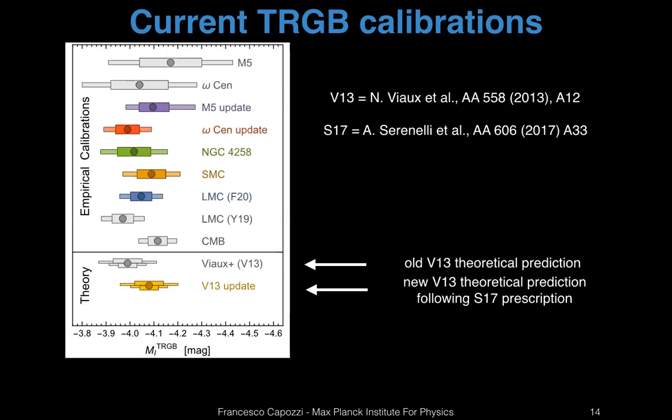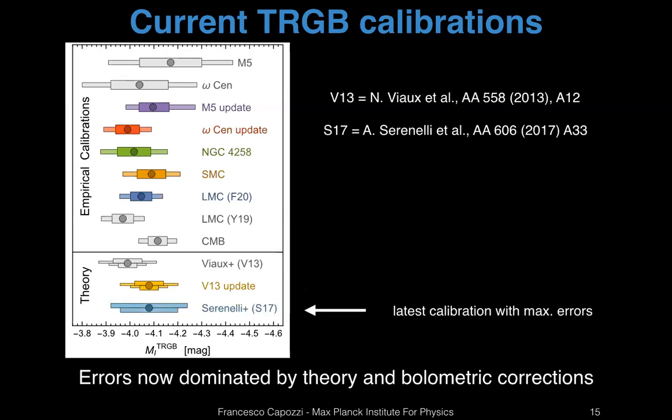And they have also estimated that using the intermediate screening, there is going to be a shift of the tip of the red giant towards higher luminosities of about 0.09 magnitude, which is exactly why you see a shift between the upper and lower band that you see below. And finally, we have the Serenelli et al. theoretical calibration, which is very well consistent with the Vio et al. ones. The only difference is that there is a different philosophy of errors.